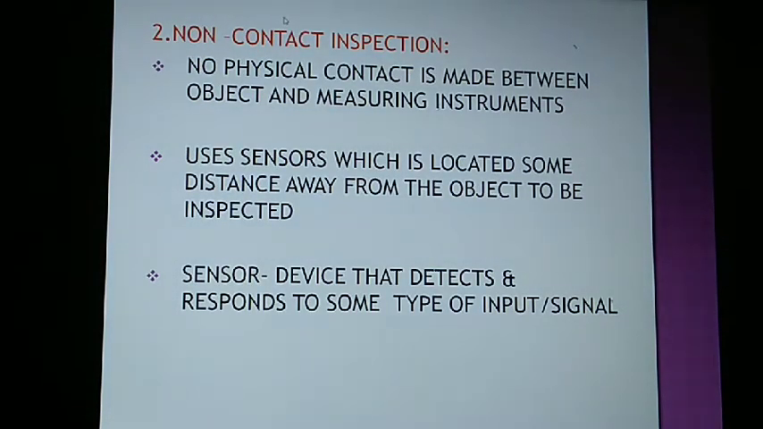Non-contact inspection means there should not be any physical contact between the object and the measuring instrument, and to give the perfect reading, it uses sensors, and sensors are located some distance away from the object to be inspected.